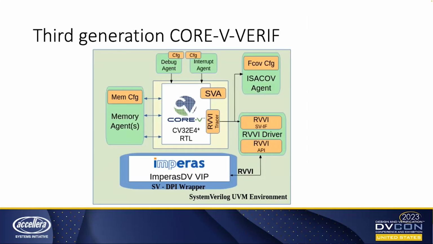And now we're going to look at the third generation of Core5. So the major differences over the previous generations are that the Core5 tracer has now been replaced by an RVVI compliant tracer. The Imperas reference model has been replaced by Imperas DV, which is a verification IP for RISC-V processors that incorporates a reference model. The step and compare logic has been eliminated. As we saw in the previous slide, verification IP now uses continuous comparison.